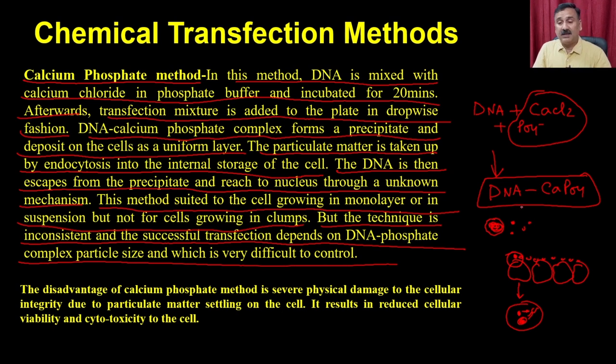Now, what is the disadvantage? The disadvantage is that if these particle sizes are small enough, they are not going to cause any damage to the cell. But if they grow, because the more calcium phosphate reacts with the DNA, the size of this calcium phosphate particle grows. If the size is very high, then it is going to cause damage to the cell. So the disadvantage of the calcium phosphate method is severe physical damage to the cellular integrity due to the particulate matter settling onto the cell. It results in reduced cellular viability and cytotoxicity to the cell. So one of the major disadvantages of the calcium phosphate method is that it gives you very low recovery, because if you are very good and you are controlling the events in such a way that you make the particle size very small, then it is going to work.